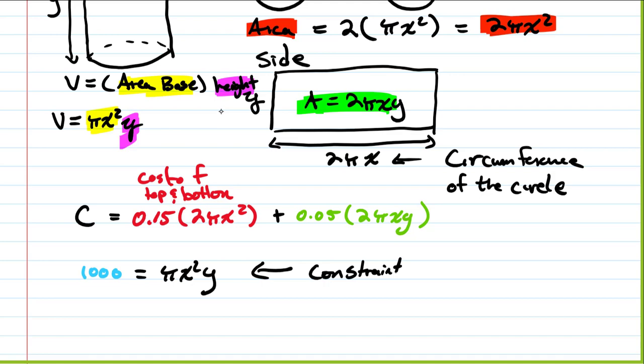So then we could use this to find the dimensions x and y, the radius of the circle and the height of the can, that would give us the minimum volume, or not the minimum volume, the minimum cost for a can that contains exactly 1 liter, which would really be our goal for this.